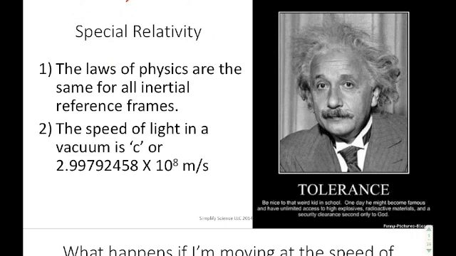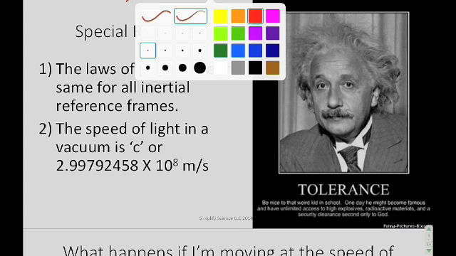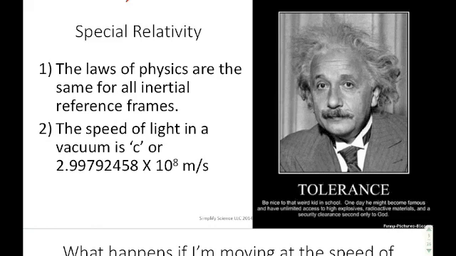Now we come to the idea of special relativity. Special relativity is a little bit different. So far we've talked about classical relativity. There are two postulates for special relativity. The first one says that the laws of physics are the same for all inertial reference frames. Basically, what that says is the laws of physics as we know them do not change when you go from one place to another. They do not change whenever you go from here to space, from space to Jupiter, from Jupiter to the sun. The laws of physics are the laws of physics.